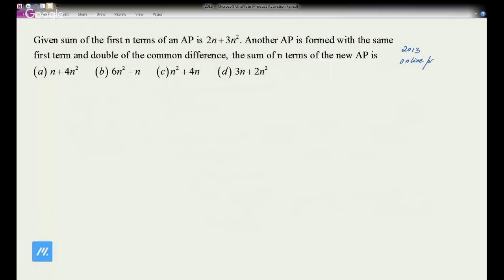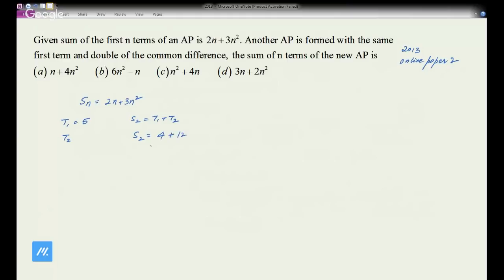2013 paper 2. Given sum of first n terms of AP, so Sn में फॉर्मूला दे दिया उसने आपको 2n + 3n स्क्वायर. T1 निकाल लो, देखते ही निकालो. सबसे पहले तो T1 कितना है? 5. T2 कैसे निकलेगा? S2 का क्या मतलब होगा? T1 + T2.